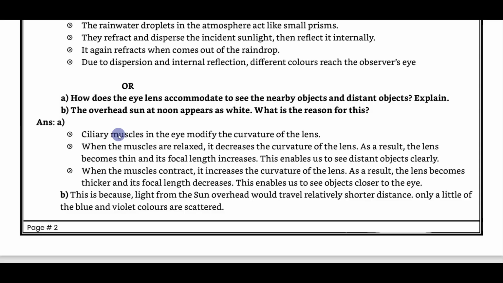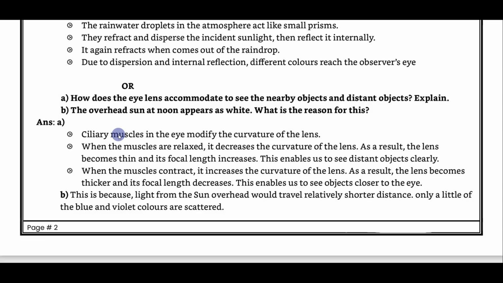Ciliary muscles in the eye modify the curvature of the lens. When the muscle relaxes, it decreases the curvature of the lens. As a result, the lens becomes thin and its focal length increases. This enables us to see the distant object. Because the ciliary muscles relax, the curvature decreases and focal length increases. Because of this, we are able to see the distant object.